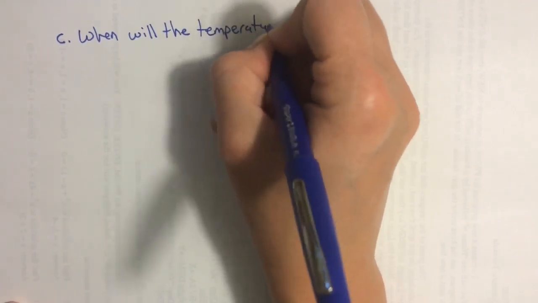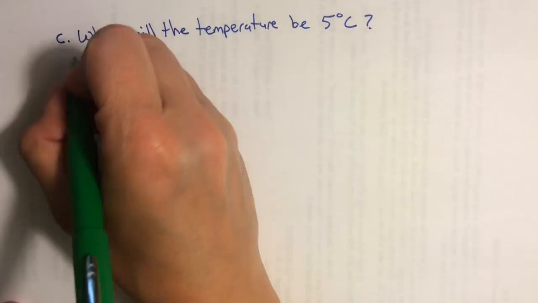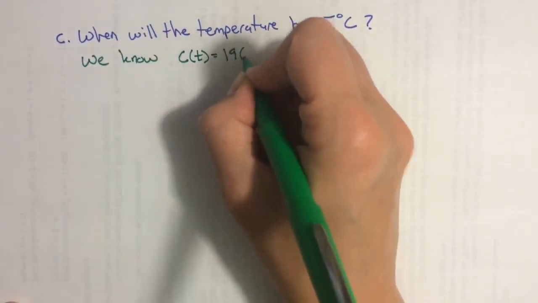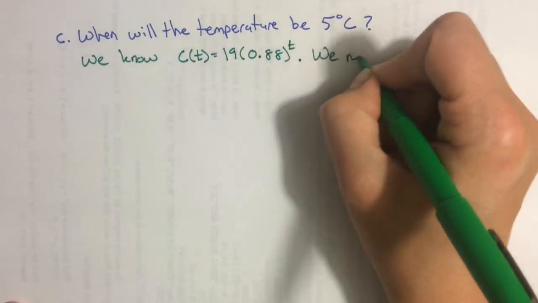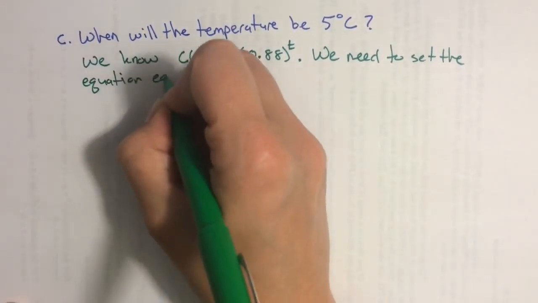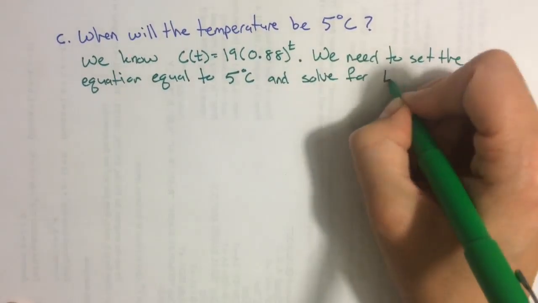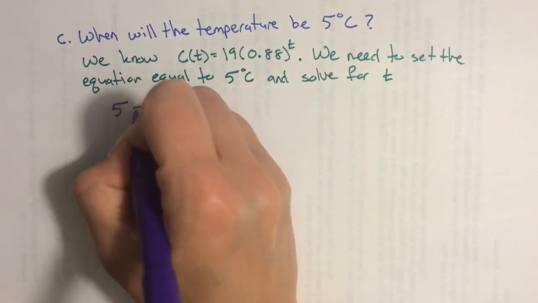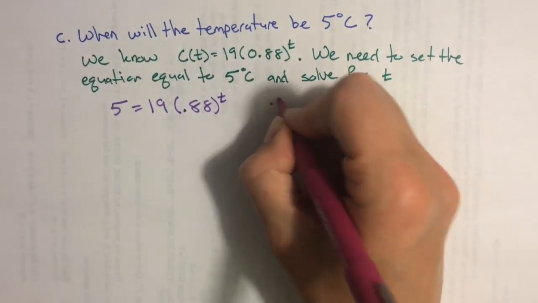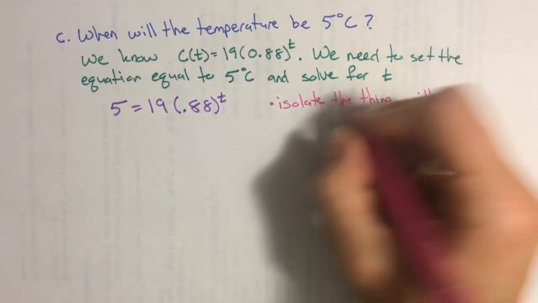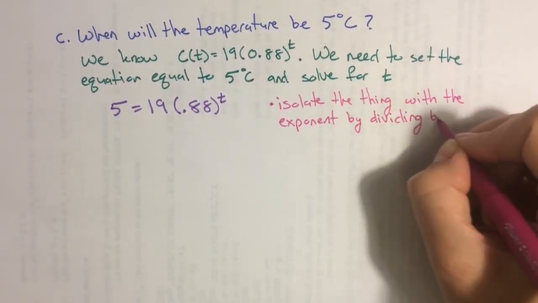Finally, we're going to find out when the temperature will be 5 degrees Celsius. This requires solving an exponential equation. Essentially, what we're going to do is set our model equal to 5 degrees Celsius so that we can find the input, t, that goes with the output, 5 degrees Celsius. The first thing we need to do is isolate the thing with the exponent by dividing by 19.